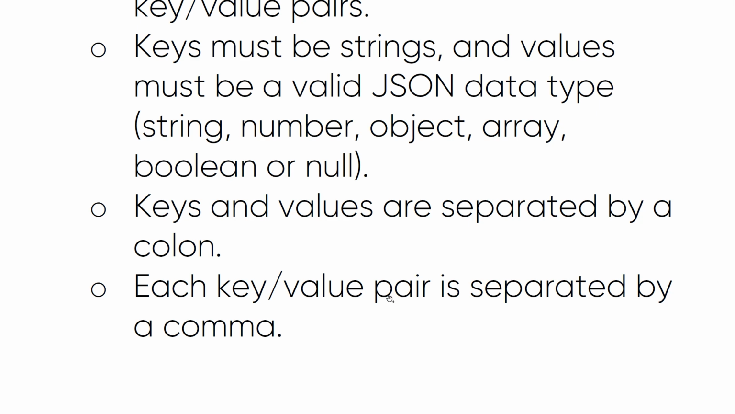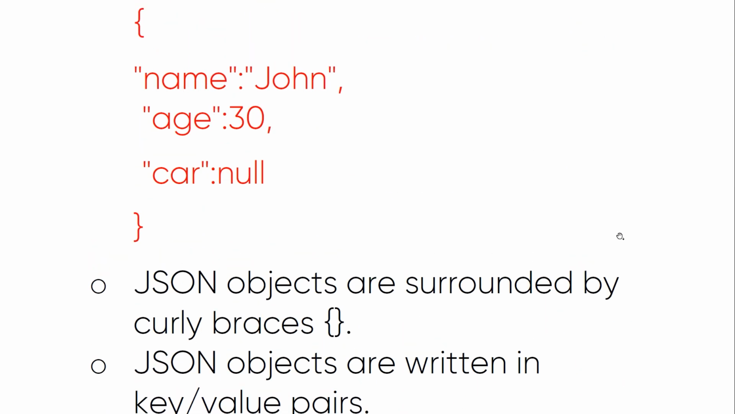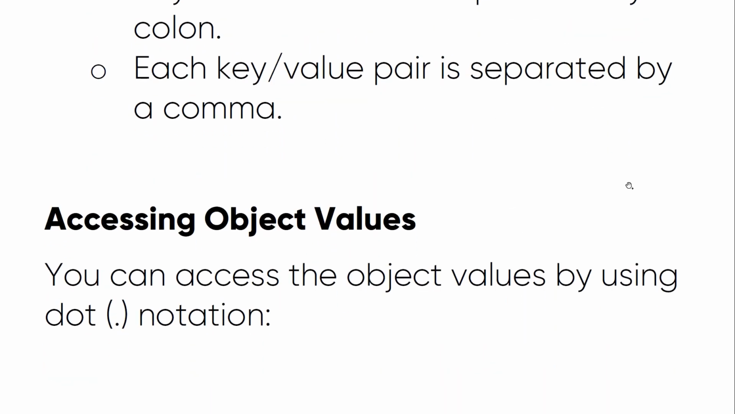Each key value pair is separated by a comma. I think they are hard to memorize, but with practice we are going to master them and we are going to be professional. Okay guys, don't worry. So as a review, this is a JSON object between curly braces, and we have key value, key value, key value. Okay guys, this is the JSON in a summarized way.